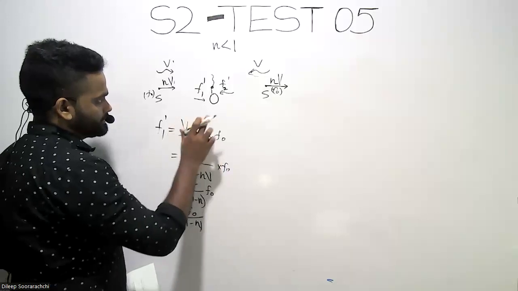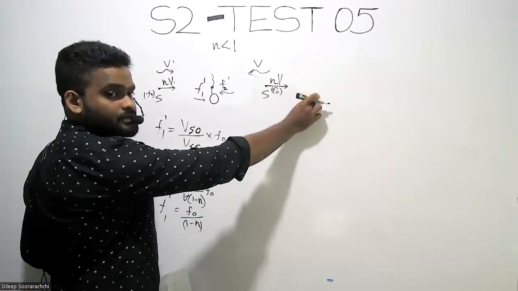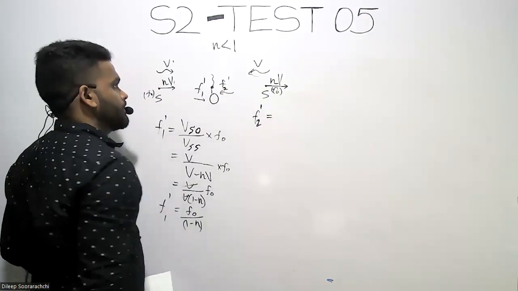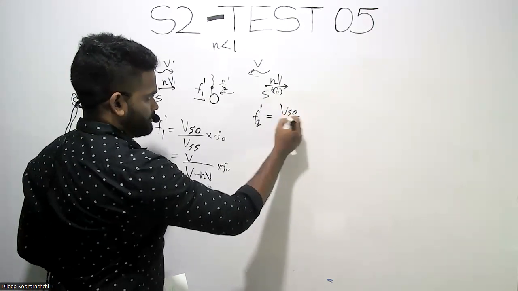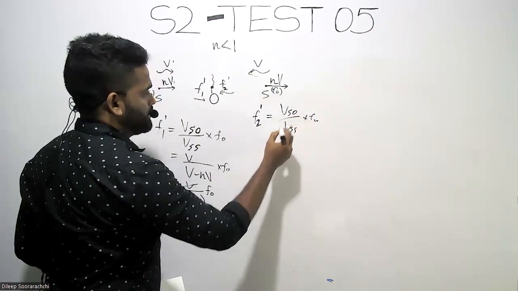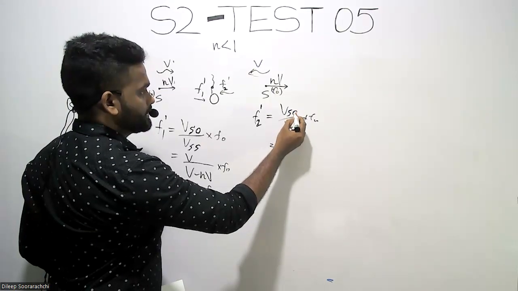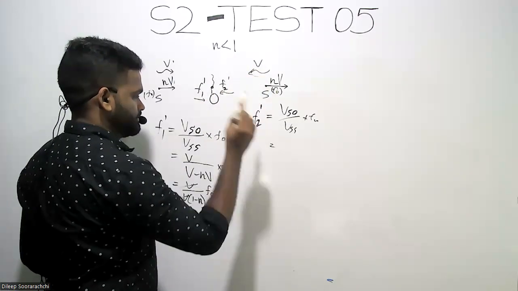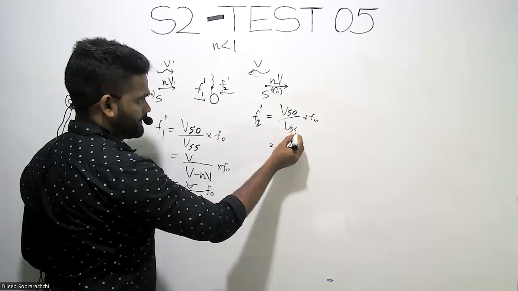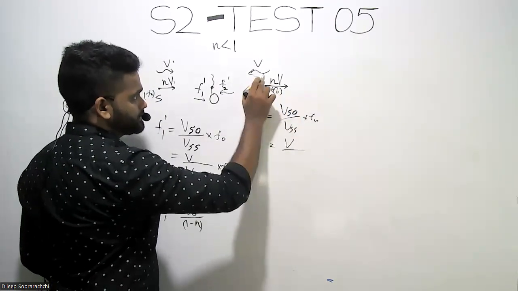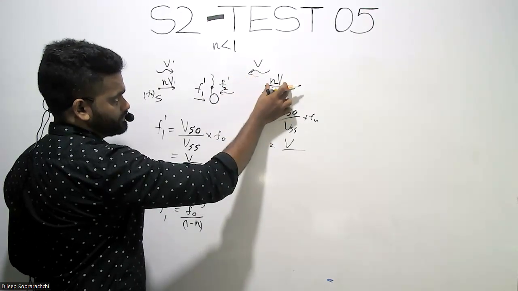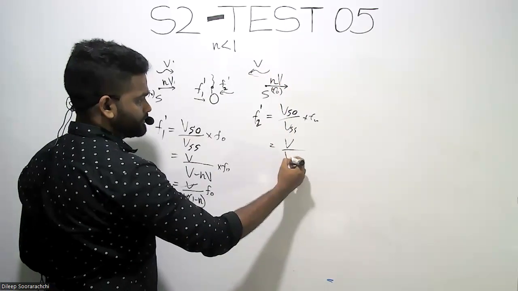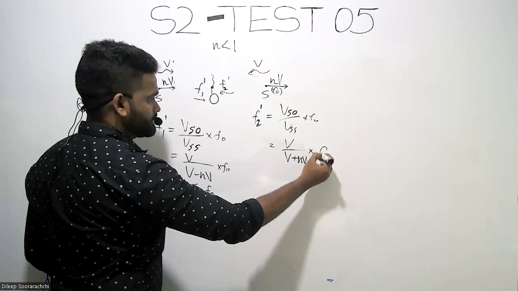Then let's do the same thing when it is moving away from the observer, that is f2 dash, right? So VSO over VSS times f naught. Sound velocity relative to observer: the observer is at rest, so the sound velocity is just v. Sound velocity relative to source: the source is moving away, the sound is moving to this side, so these two are in opposite directions. So the relative velocity should be the sum of these two. So it is v plus nv, times f naught.